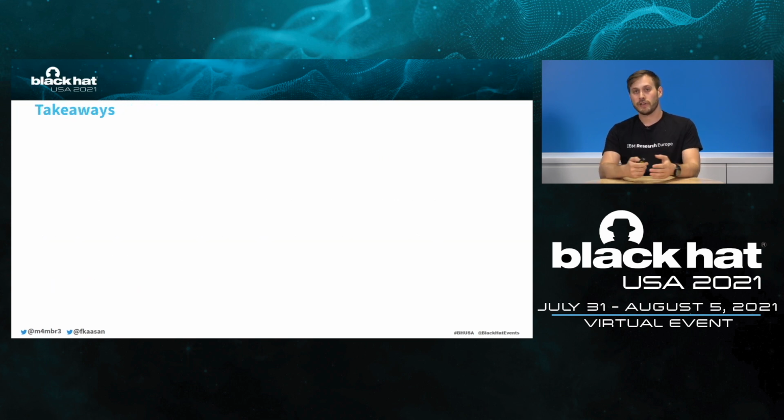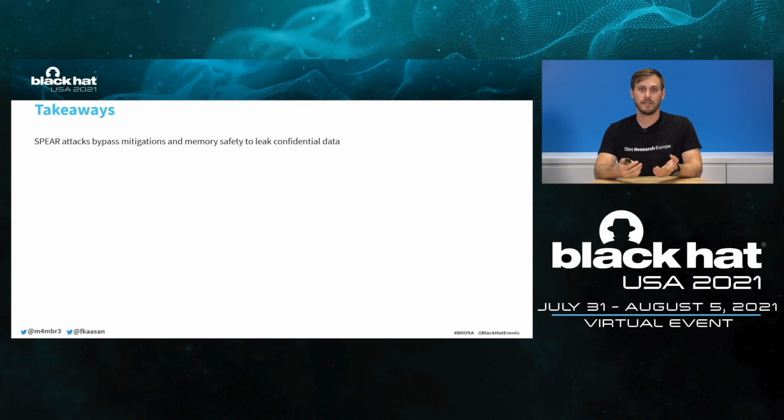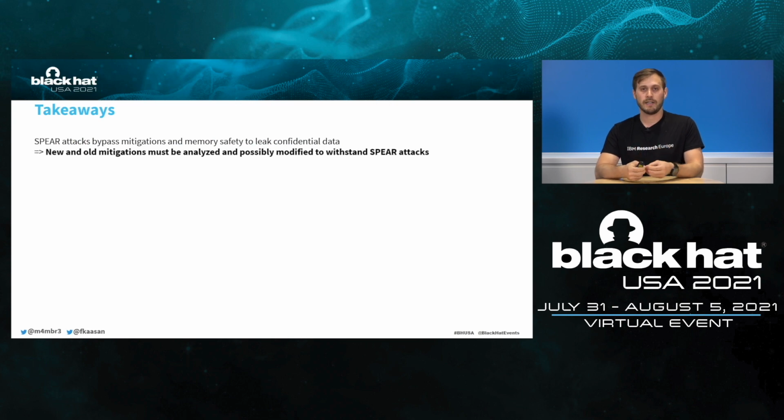So what are the takeaways of our talk? We showed that we are able to bypass, using Spectre, current mitigations and memory safety mechanisms to leak confidential data. One key point here is that new and old mitigations should be analyzed to see if they are actually resilient against these attacks, and some of the designs must change to make sure that Spectre attacks are not possible against them.